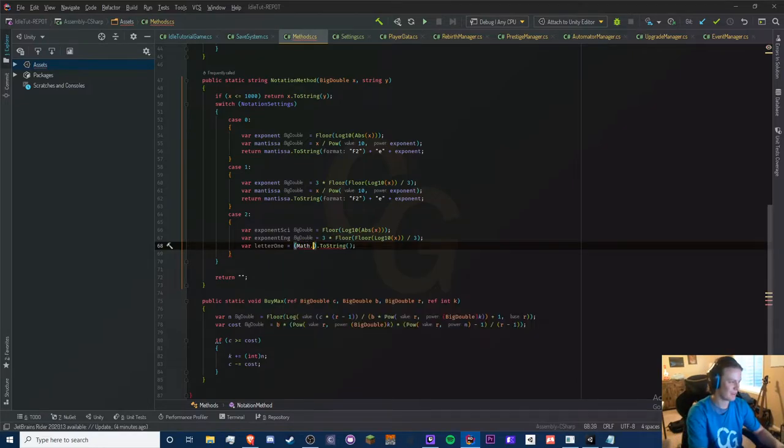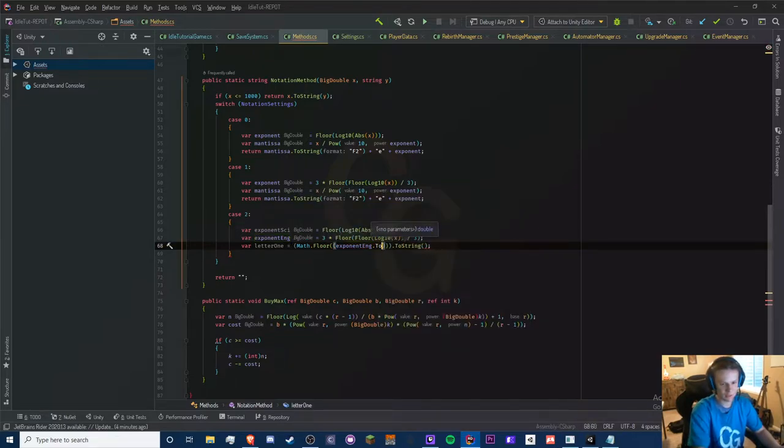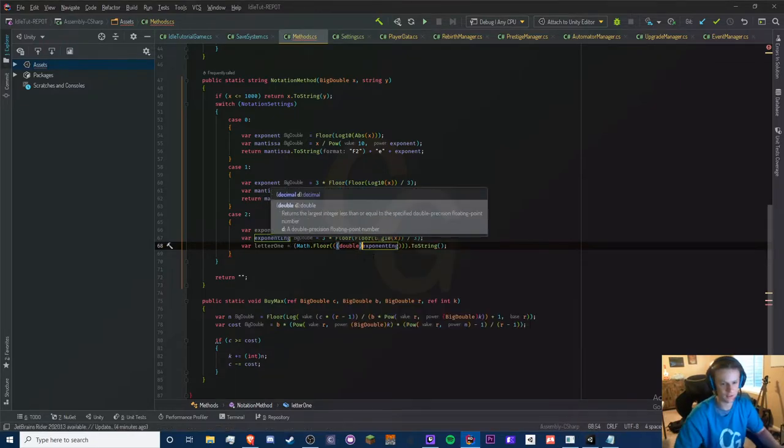So it's Math.Floor. And it took me so long to actually make this. I could not find this online. I had to do this all myself. So this is the eng notate or exponent. ToDouble. And honestly, since we fixed the ToDouble issue, we can just cast it as a double instead.